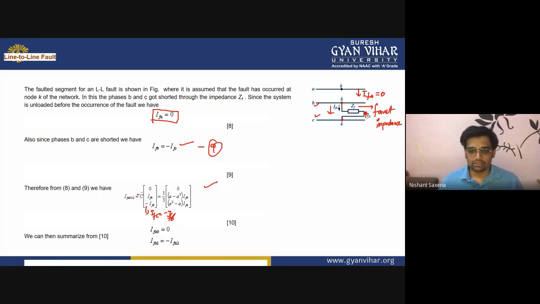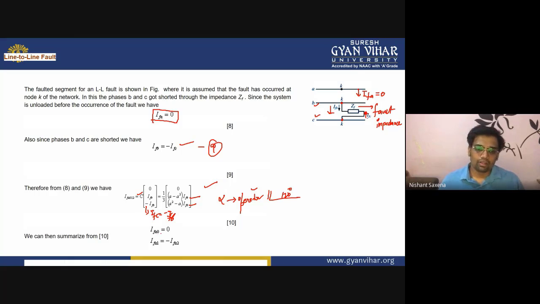Now when I substitute the matrix C, it will be 1 upon 3 times the matrix 0, alpha minus alpha square, into IFB, and alpha square minus alpha, where alpha is the operator, which is nothing but 1 angle 120 degrees. We have already seen this alpha operator in the previous sessions, so go through those videos for more detail about the alpha operator.